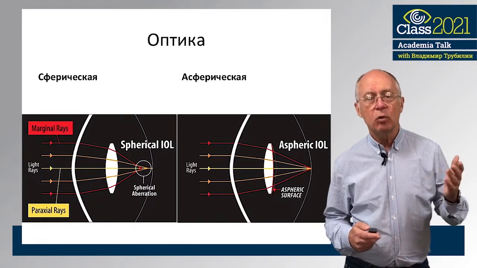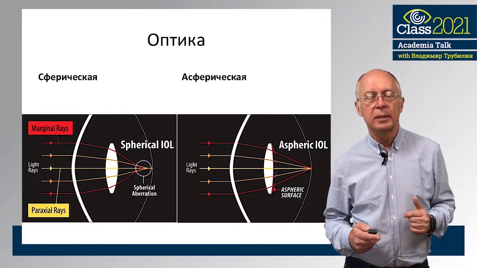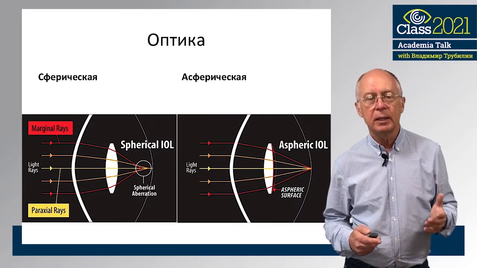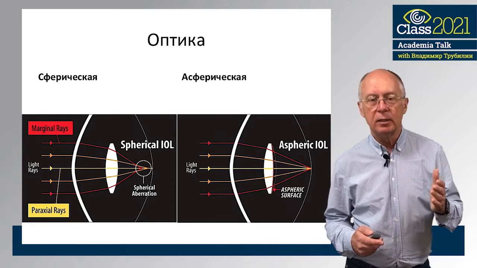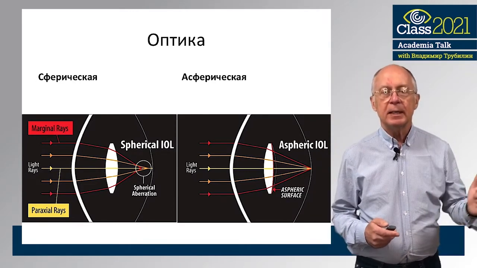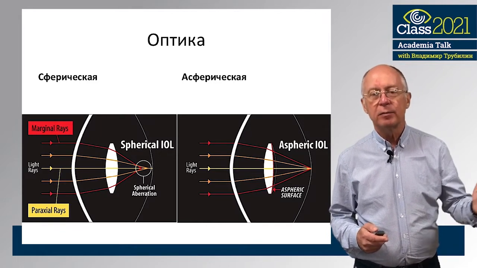You can see spherical optics on the left of the slide. Despite the same optical power of the IOL, the rays refraction in the center and in the periphery happens differently, which is why we get blurred focus and spherical aberrations.